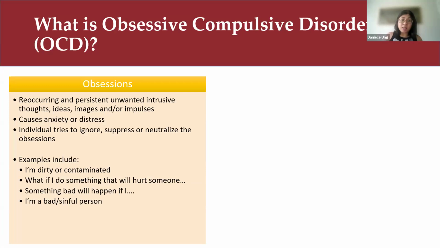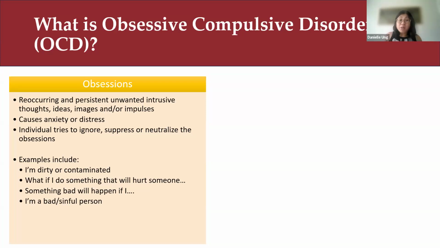That often causes the individual a lot of anxiety or distress. They're often unpleasant. They might even seem silly or even embarrassing. And the person, in response to having these obsessions, often tries to ignore, suppress, or neutralize those obsessions. Some examples include intrusive thoughts of I'm dirty, I'm contaminated, I might get myself sick, I might get others sick. What if I do something that will hurt someone?